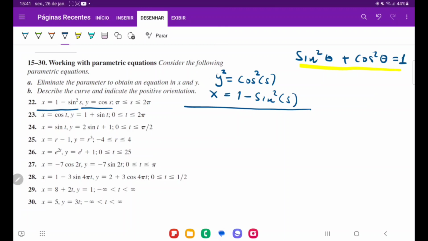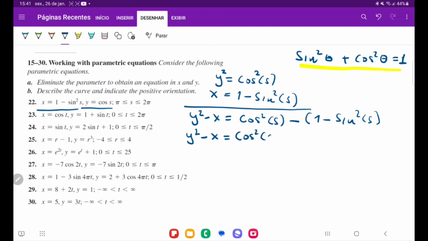Now I'm going to subtract the second equation from the first one. On the left-hand side, we have y squared minus x. On the right-hand side, we have cosine squared of s minus the quantity 1 minus sine squared of s. When we simplify this, we get y squared minus x is equal to cosine squared of s, minus 1 minus sine squared, which is plus sine squared of s, and then minus 1.